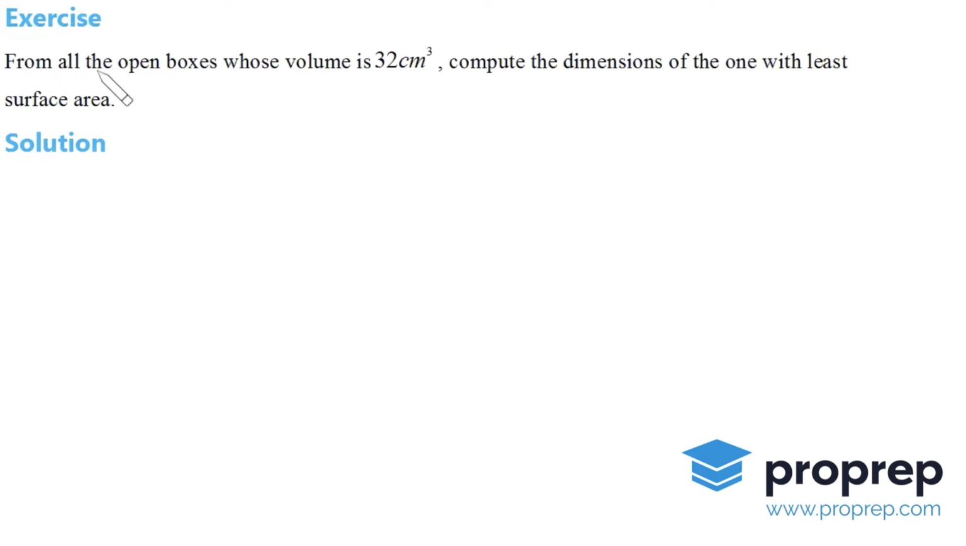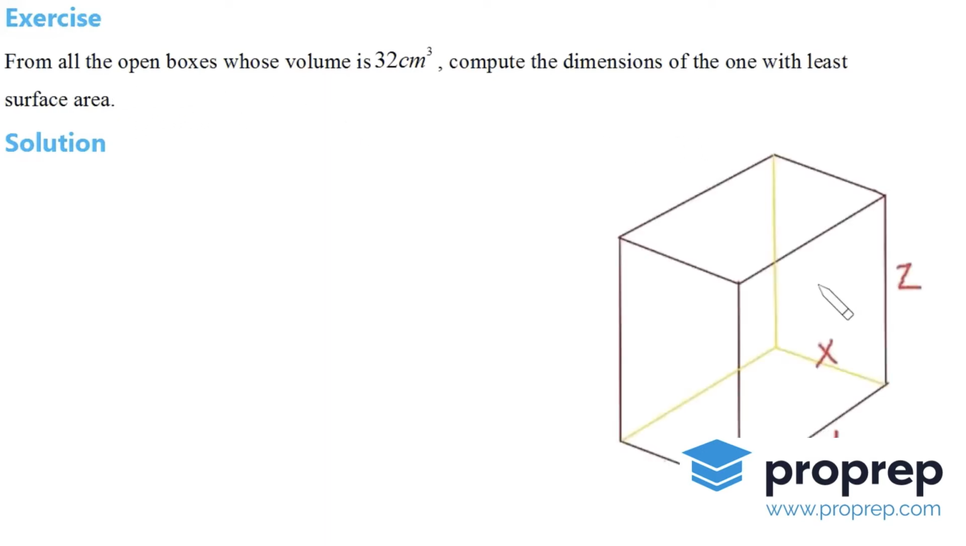Let's start by reading the exercise. From all the open boxes whose volume is 32 cubic centimeters, compute the dimensions of the one with the least surface area. Certainly a picture could help. Here's the box. X is the width, Y is the length, Z is the height, and they're all in centimeters.